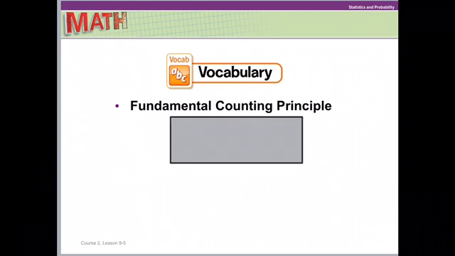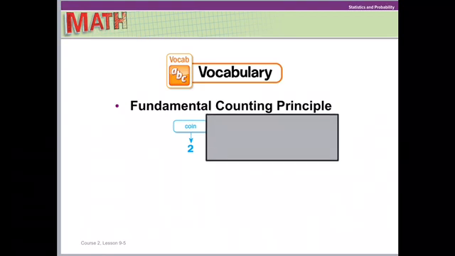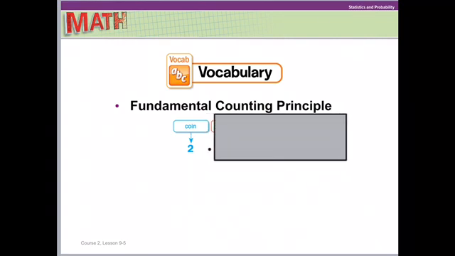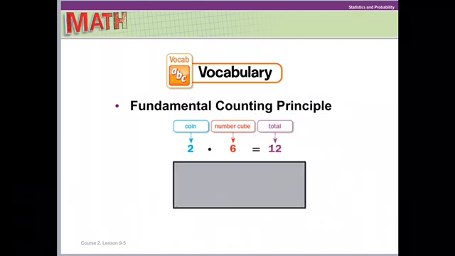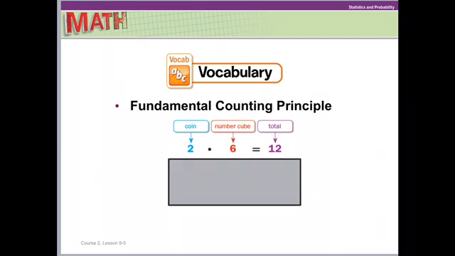So, for example, if you were going to flip a coin, there are two possible outcomes that you have when you're flipping a coin, and that is heads and tails. Then you had a number cube. There are 6 different outcomes that you can have, 1 through 6. It has the numbers 1 through 6 on it, you roll it. If you multiply 2 times 6, you're going to get 12, and that is the total amount of sample space in this event happening. Because there are 2 events happening right after each other, you can just multiply the outcomes together, and you get the total.